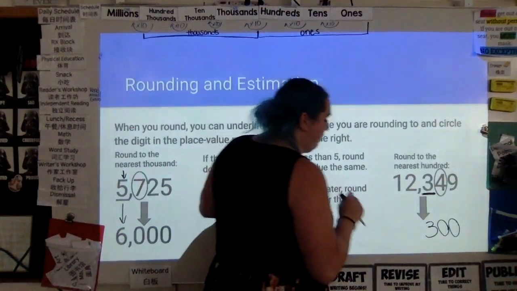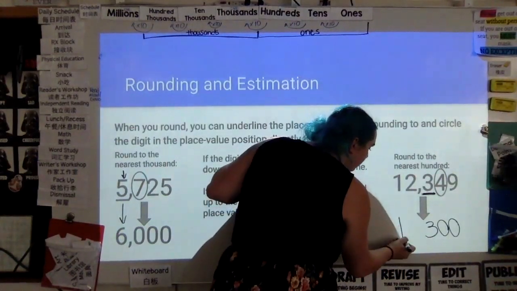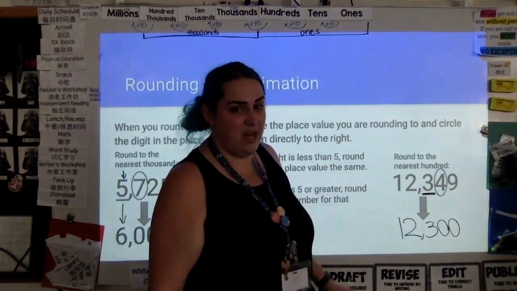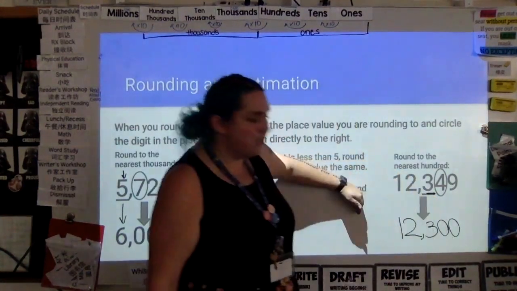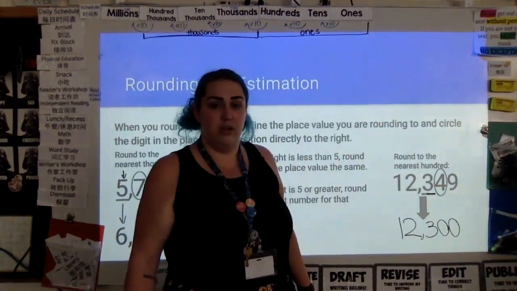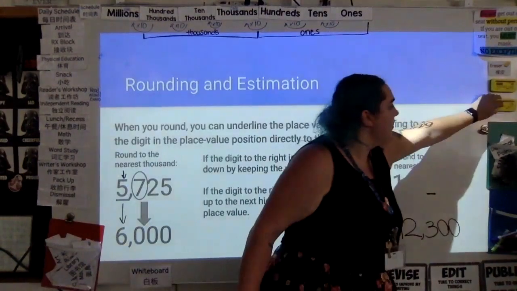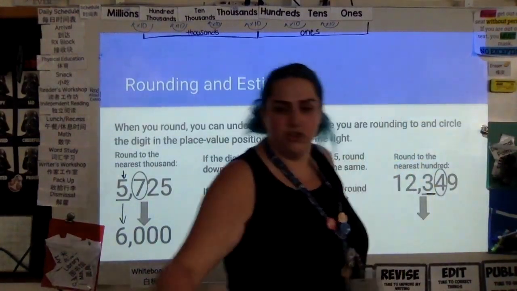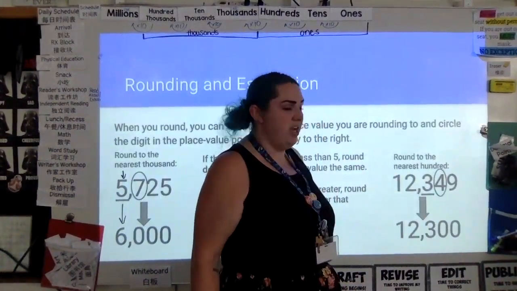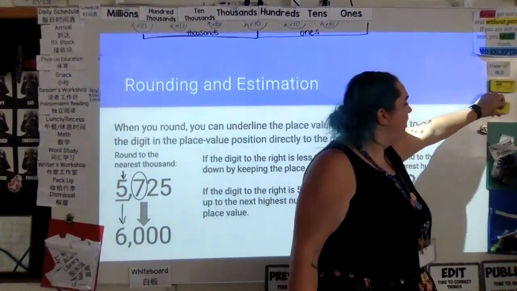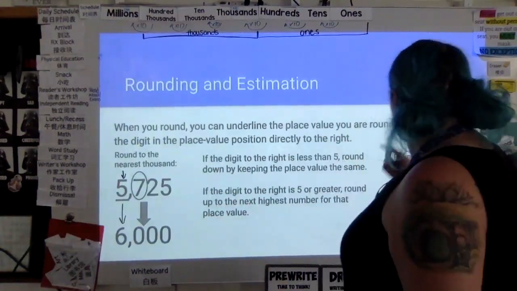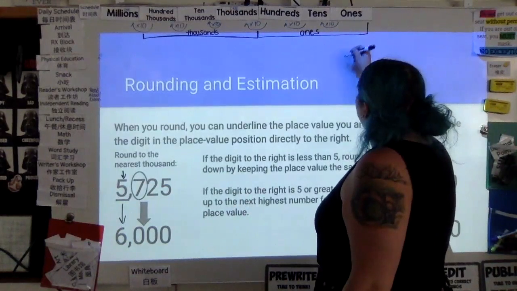So when we round, that first number stays there. Anything to the left stays the same. Anything to the right becomes zeros. I'm going to erase this because it's going to actually show up there for me. 12,300. Okay? Before you go on, on a whiteboard or a piece of paper, I want you to round this number.